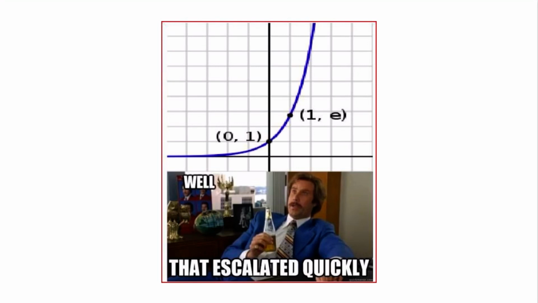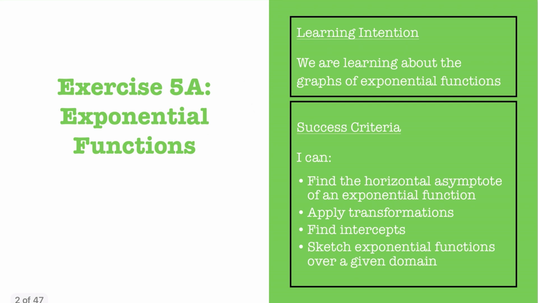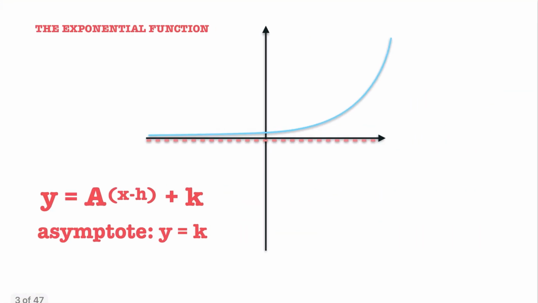Welcome to Chapter 5, which is all about exponential functions. Today we're starting with exercise 5a, which is exponential functions. And what we're going to be doing is learning about the graphs of exponential functions. And just like with any graph, we want to be able to know about the special features. So in this case, that would be the horizontal asymptote. We want to be able to apply any transformations, find the intercepts, and finally be able to sketch our graphs.